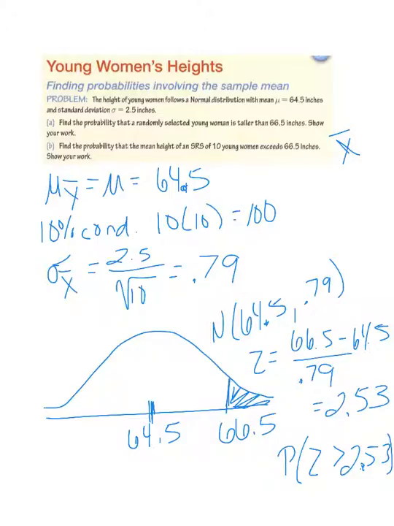I can label everything out. My lower is 66.5, and this time I put in a standard deviation of 0.79. Either way, I'm going to get an approximate area of about 0.0057. So this is really, really unlikely. There is a less than 1% chance that we would get an SRS of 10 young women whose average height is greater than 66.5, meaning that maybe the sample wasn't random.